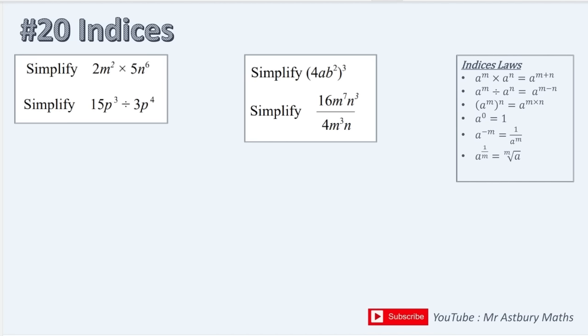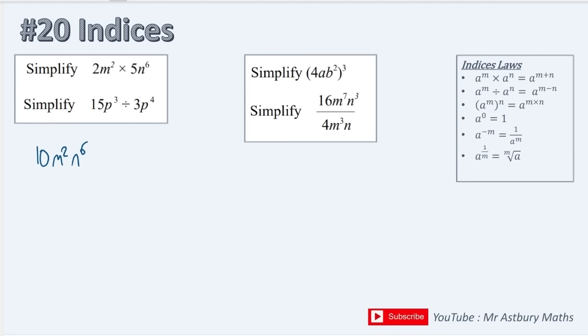First one, we can multiply 2 and 5, and that will give us 10. And then a bit of a trick question, actually, because we've got m and we've got an n. Now, when we multiply them, we can't do any indices powers unless the bases are the same, and m and n are different. So it's just m squared n to the 6.